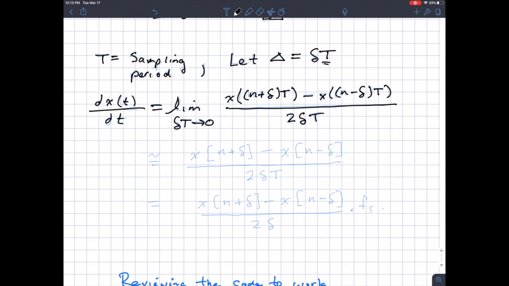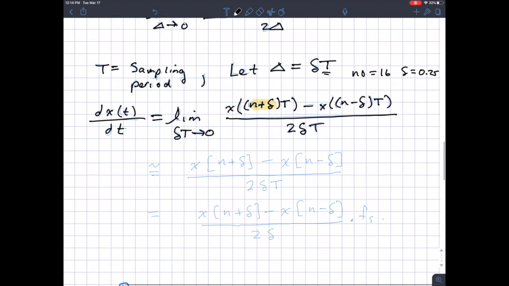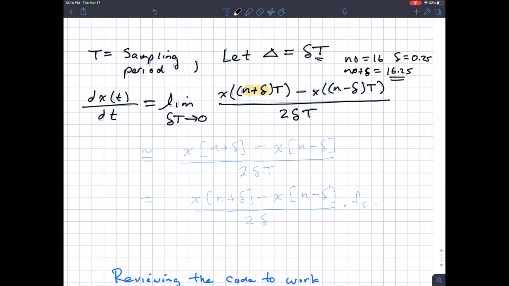So the nice thing about this mathematical expression is that you can view n plus delta as a sample plus some fraction of a sample. For example, if we were looking at n naught equal to, say, 16, and I made delta equal 0.25, then n naught plus delta is 16.25, and so we're looking at a fraction of a sample, 1/4 of the way between sample number 16 and sample number 17. So it's easy to think about it in those terms.